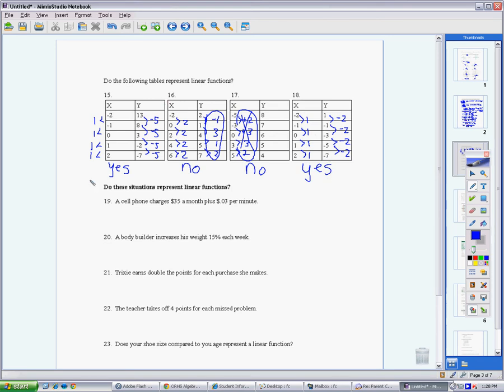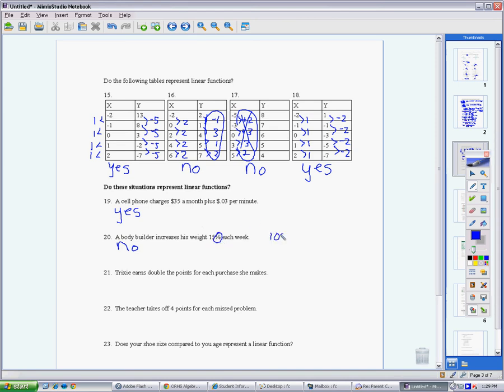Do these situations represent a linear function? Yes. They were paying $35 a month plus 3 cents per minute. The 3 cents per minute is a constant rate of change. A bodybuilder increases his weight 15% each week. That is a no. Percentages are not linear.